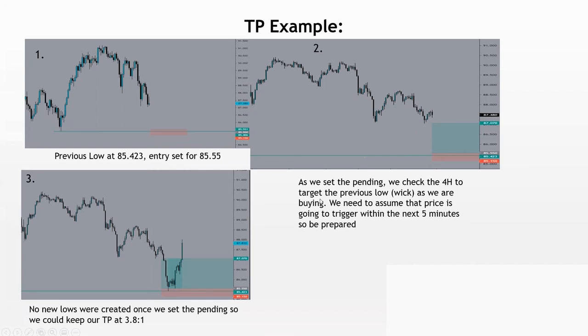So we check the 4-hour and target the previous low wick, which was there. And because we're buying, obviously, we're just targeting the recent low in the market, assuming that this trend down would continue. You need to assume, and I've just mentioned this in a couple of last slides, that price is going to trigger within the next 5 minutes. If price triggers within the next 5 minutes, where is your TP going to be? It's going to obviously be on the 4-hour low.